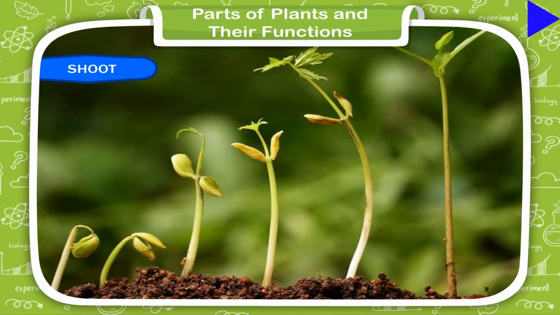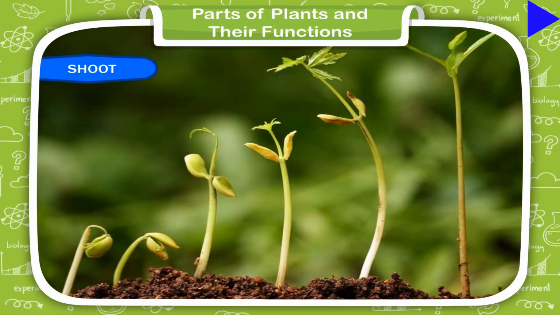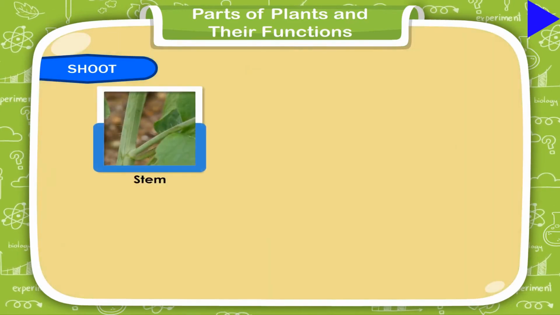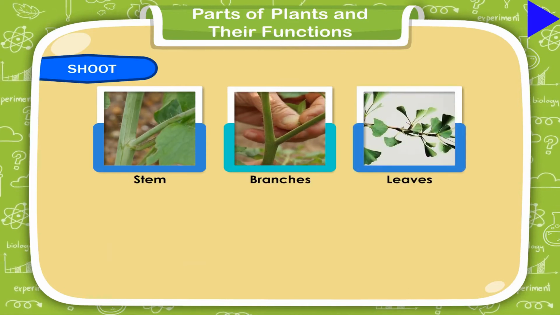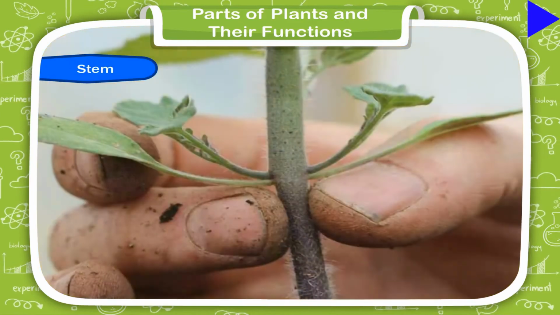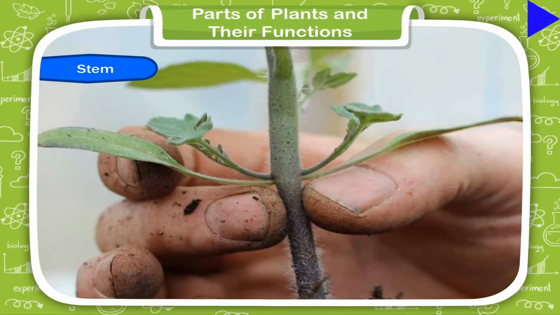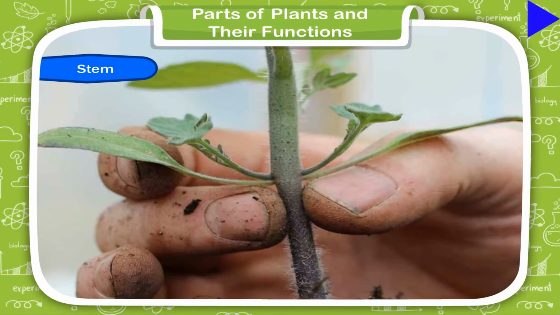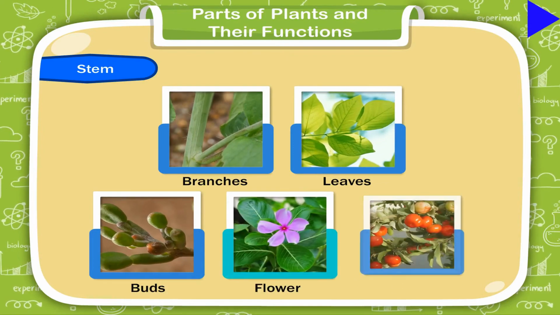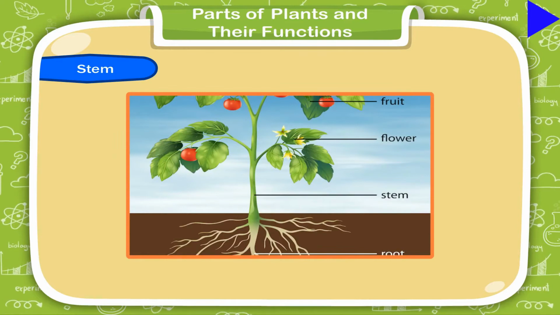Shoot. The part of a plant which grows above the soil is called the shoot. The shoot of a plant bears different parts such as stem, branches, leaves, buds, flowers, and fruits. Stem. The stem is the main part of the shoot that supports the plant. It bears branches, leaves, buds, flowers, and fruits. It helps the plant to stand erect.